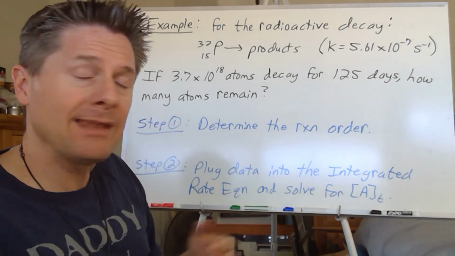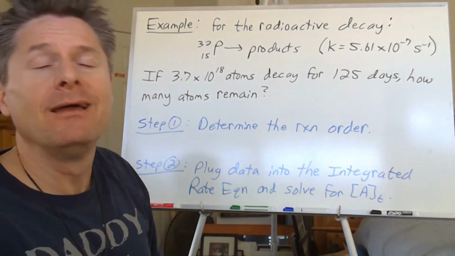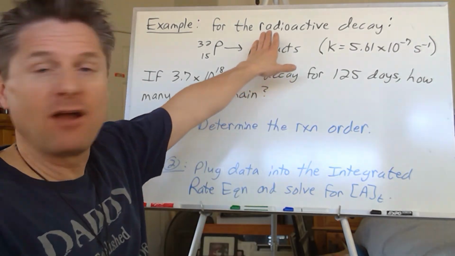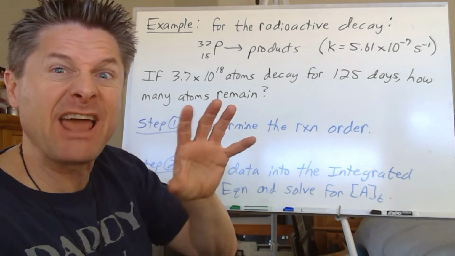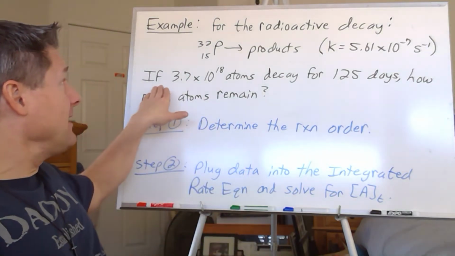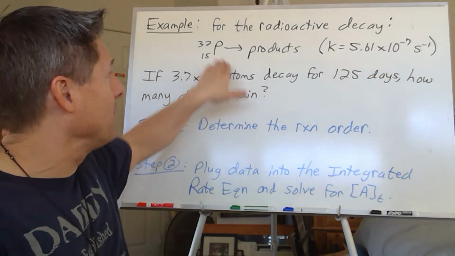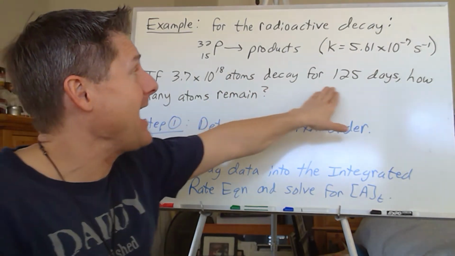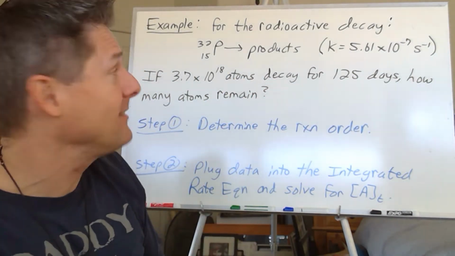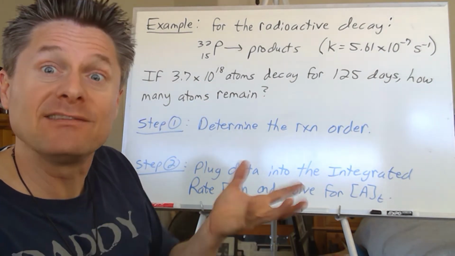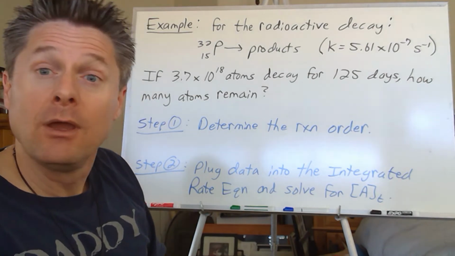Now, sometimes you'll be given half-life data. I'm going to do a separate video on half-life for that. It's very common for radioactive decay to get the half-life. It's kind of fun. That'll be a neat video. So if we start with 3.7 times 10 to the 18th atoms of that phosphorus and we let it decay for 125 days, how many of those phosphorus-32 atoms remain?